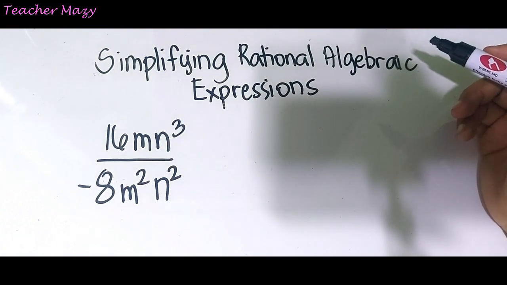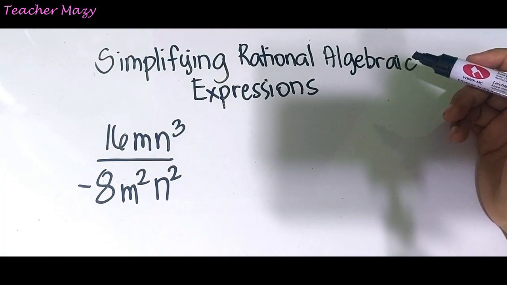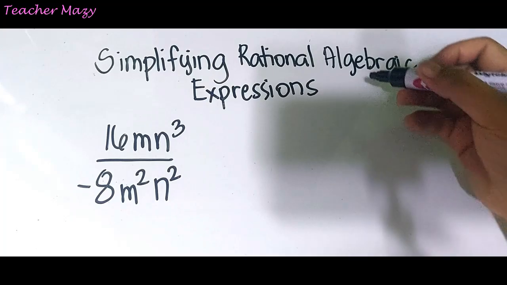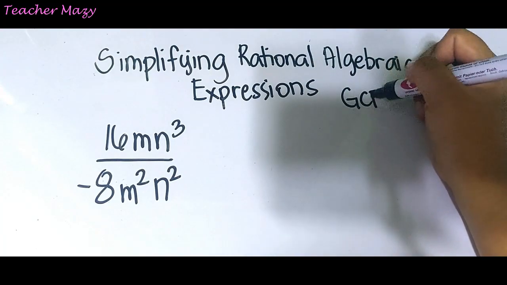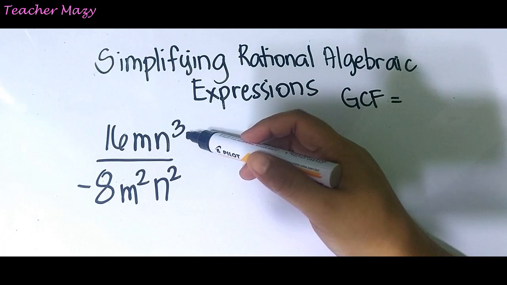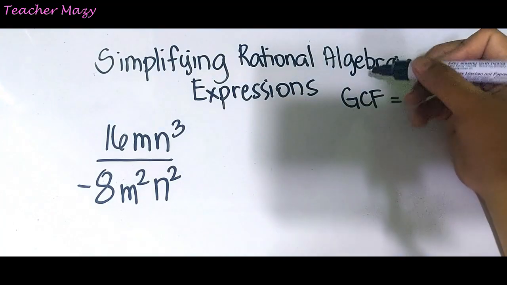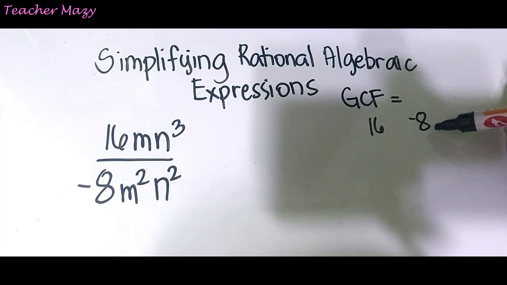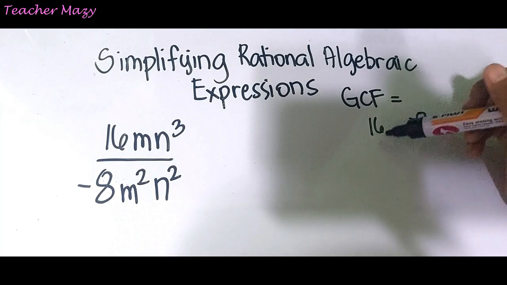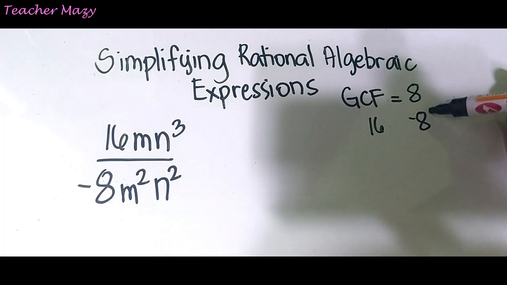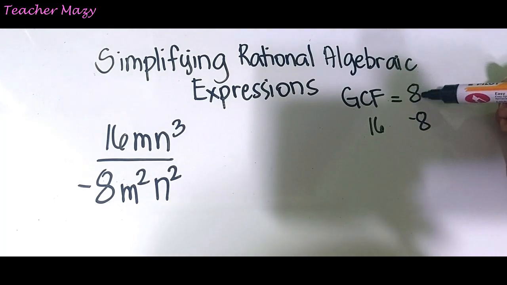Okay, so let's have another example here. We have 16mn cubed over negative 8m squared n squared. For the first step, let's get the greatest common factor, or the GCF, for both the numerator and the denominator. Let's focus on the numerical coefficient first. So we have 16 and negative 8. The greatest common factor for this one is positive 8. So we can divide both of them using this number here.